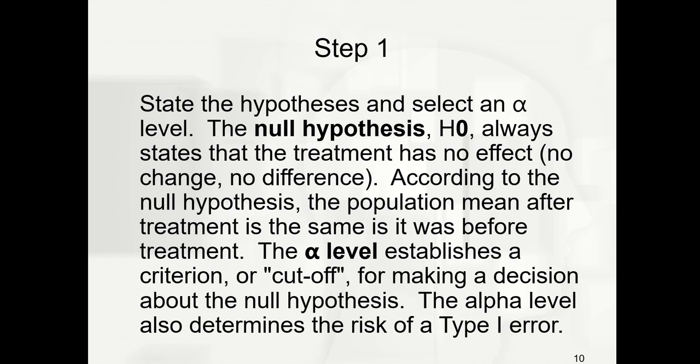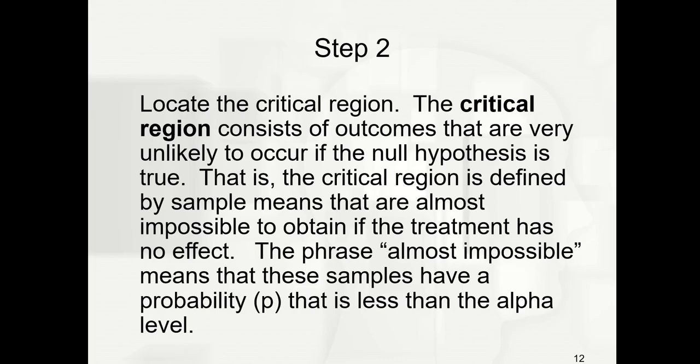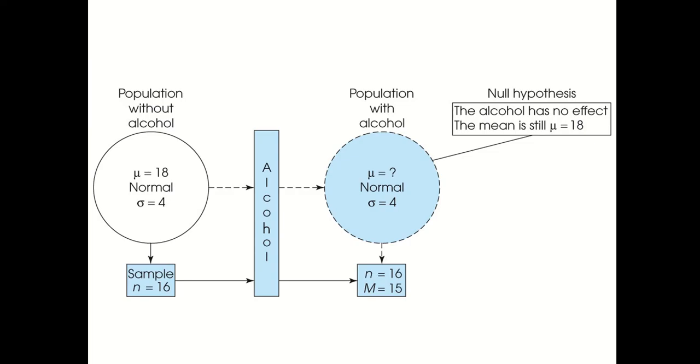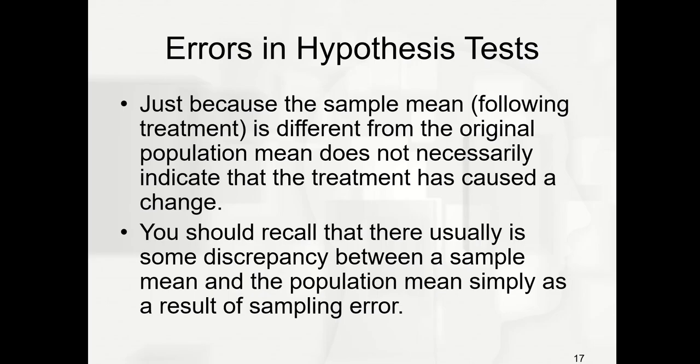According to the null hypothesis, the population mean after treatment is the same as it was before the treatment. That is what this hypothesis, H0, says. And we do the measurements here. And there is another important thing. We state the hypothesis. H0 is the null hypothesis where there is no difference.